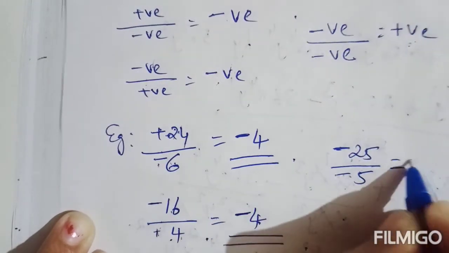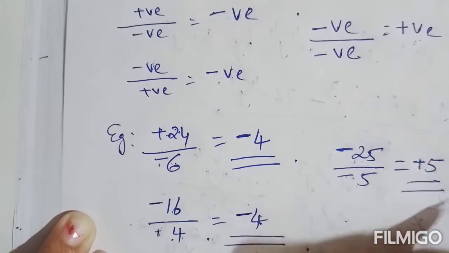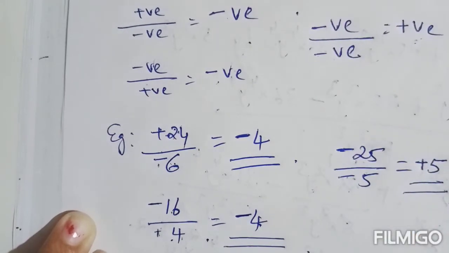Negative divided by negative, it is positive. 25 divided by 5, it is 5. So plus 5, or positive 5, will be the answer.